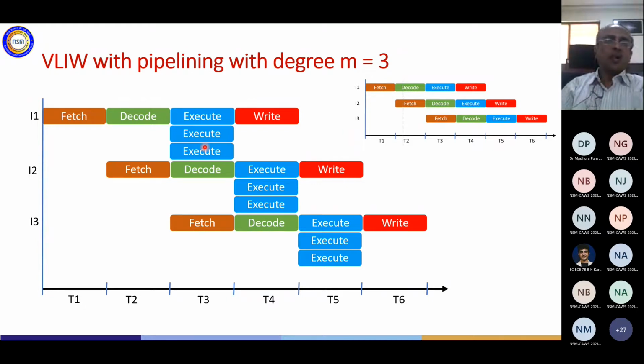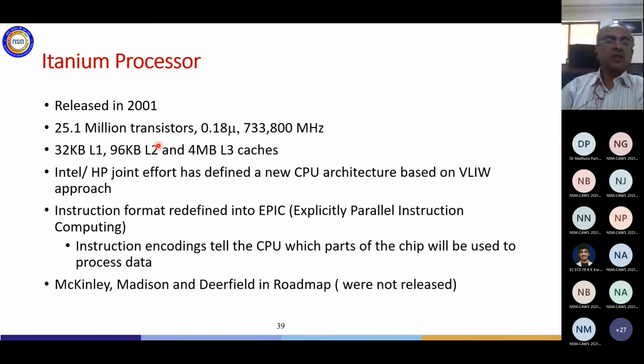How the migration from superscalar to VLIW takes place. In case of superscalar, there will be parallel pipelines like this inside each execution unit. So we will take an example of the Itanium processor and understand how these concepts that I mentioned are actually implemented.